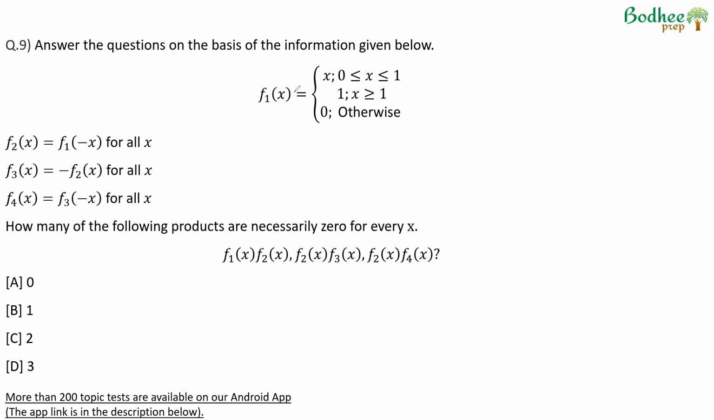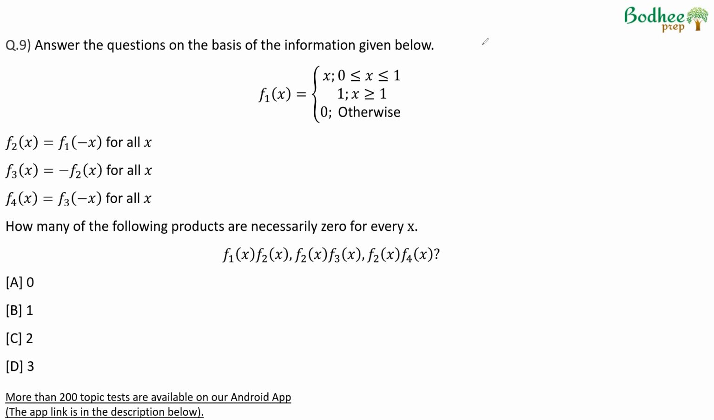Answer the question on the basis of the information given below. f1 of x is x if x lies between 0 and 1. It is 1 when x is greater than or equal to 1 and 0 otherwise. For negative values, it is 0. f2 of x is defined as f1 of minus x, and so on.